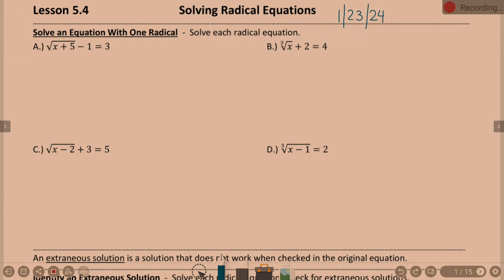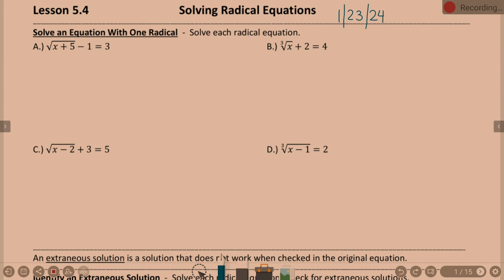We are looking at lesson 5.4 today. Still working with radicals. Now we take the route of solving radical equations. You would have done a little bit with solving radical equations back in Algebra 1, but of course we go a little bit farther with it here. So, square root of x plus 5 minus 1 equals 3.